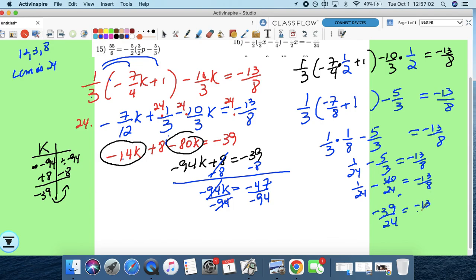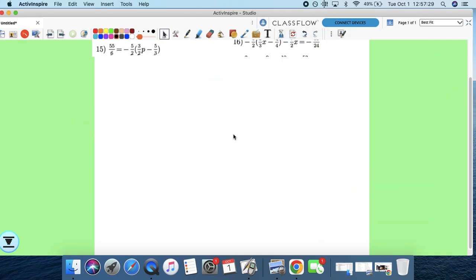And I'm going to simplify 39/24. If I divide 39 by 3, I get 13. And 24 divided by 3 is 8. So I was right. Everything's good. Sorry. And again, if you put all that in your calculator, which I didn't, I would have had a shorter video.